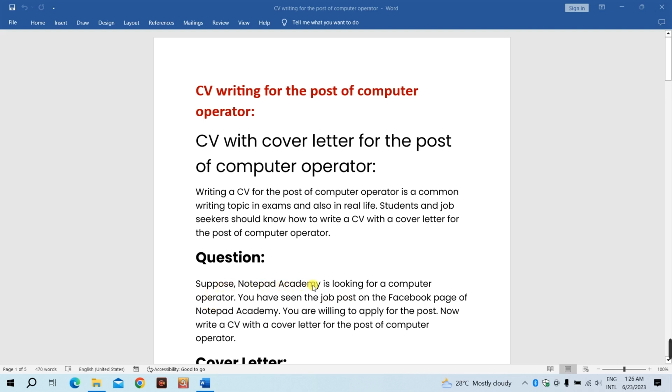Suppose Notepad Academy is looking for a computer operator. You have seen the job post on the Facebook page of Notepad Academy. You are willing to apply for the post. Now write a CV with a cover letter for the post of computer operator.